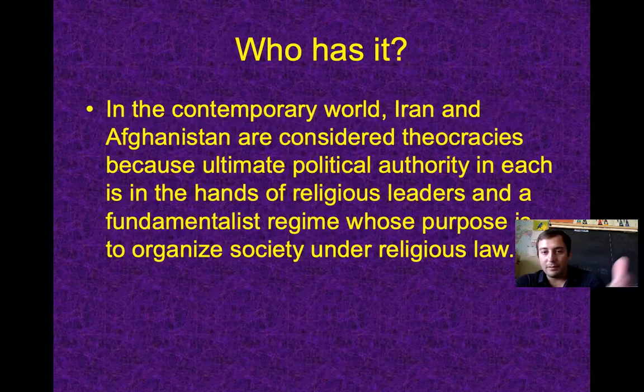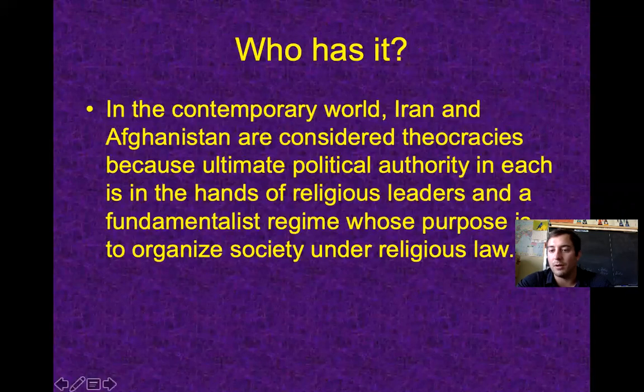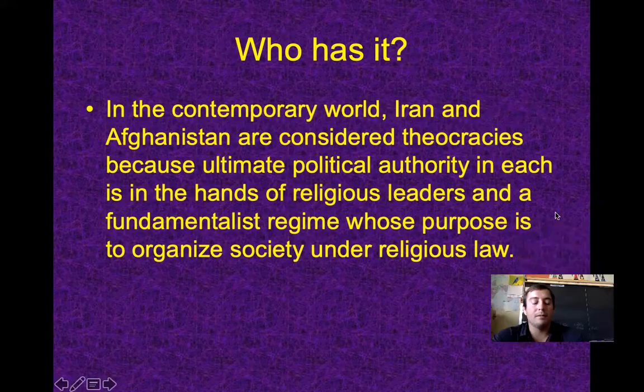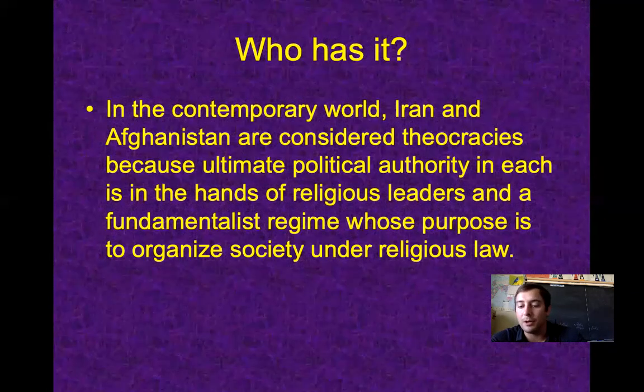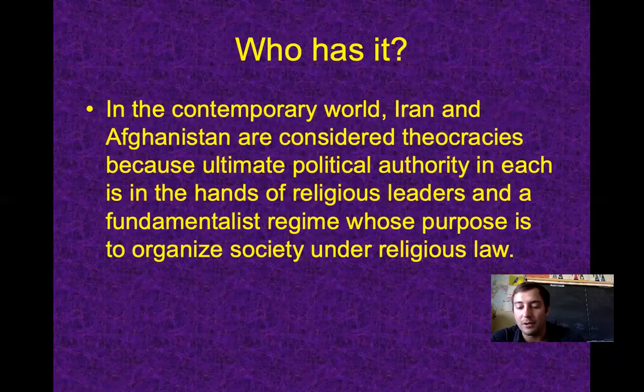So in the Middle East, like I mentioned, they're considered theocracies because their ultimate political authority is in the hands of religious leaders and a fundamentalist regime, whose purpose is to organize society under religious law. So Sharia law is mostly focused in these areas. This Islamic code, these Islamic fundamental traditions, values, and religion really run the government. They go strictly by the Quran, okay, which is like their Bible. And religion takes a primary role in their society.